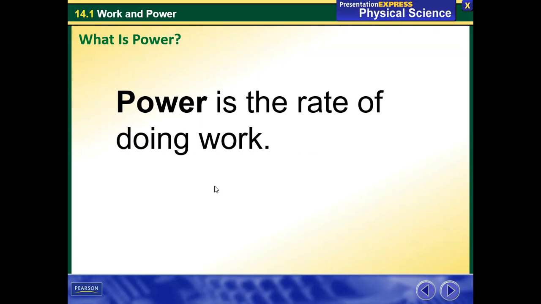So what is power then if we know that work is distance times force? Well, power is essentially just the rate of doing work. Whenever you hear rate, usually this is talking about a time frame. So essentially, how much work are you doing in a set amount of time? Or how much time does it take you to do a set amount of work, essentially?